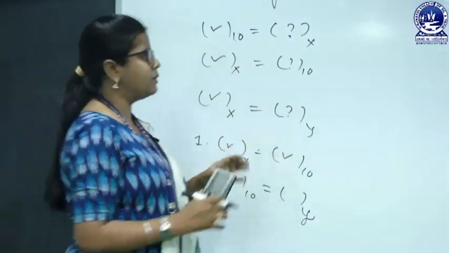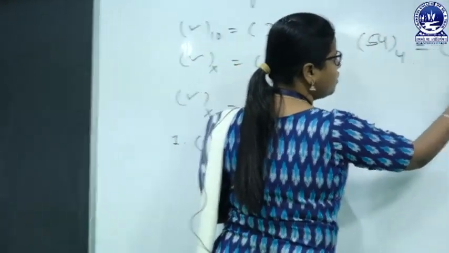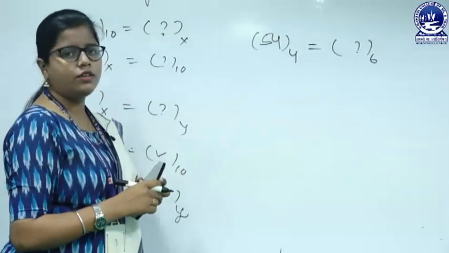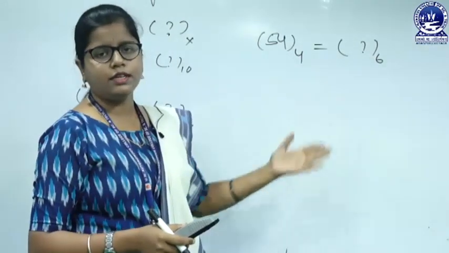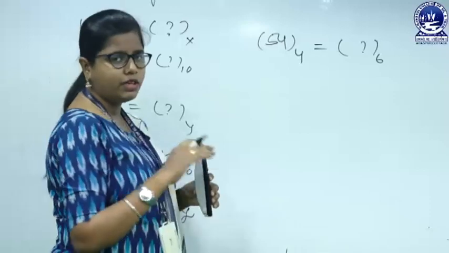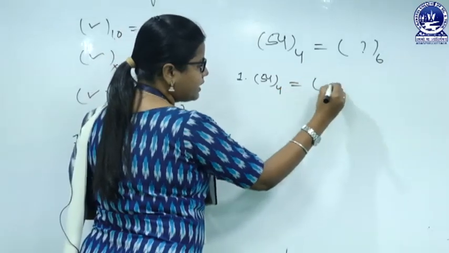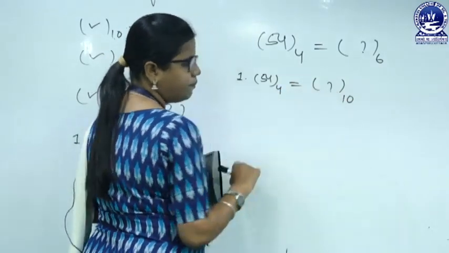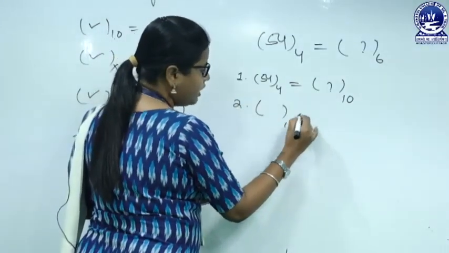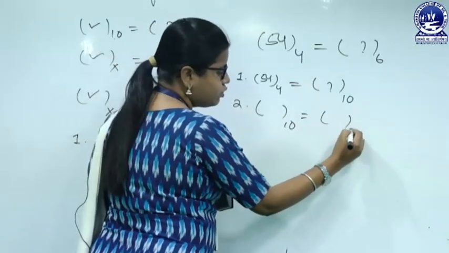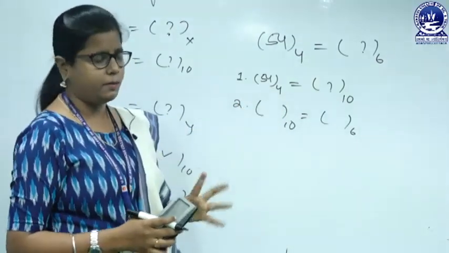So let's see an example. Suppose we need to convert 54 base 4 into base 6. We need to convert the 54 that is of base 4 into the number of base 6. In the first step we will convert 54 base 4 into decimal. Then, in the second step, we will convert the decimal into base 6. So let's do the first step.